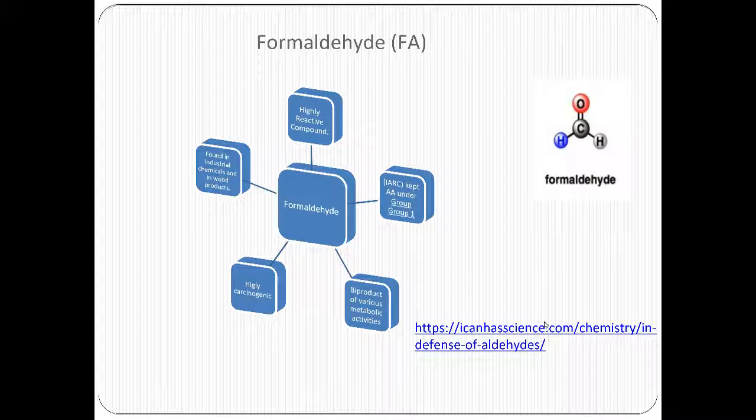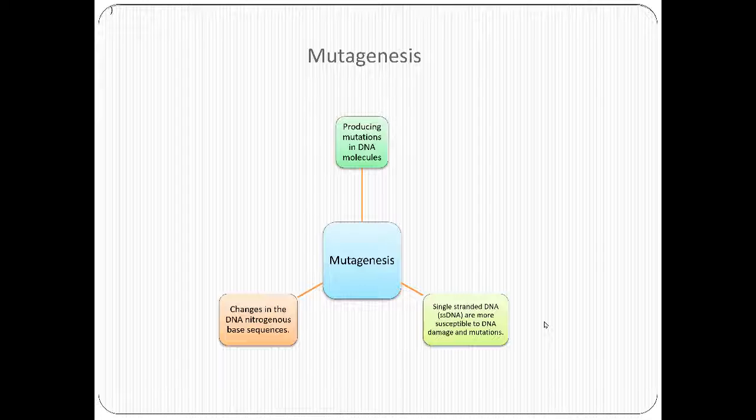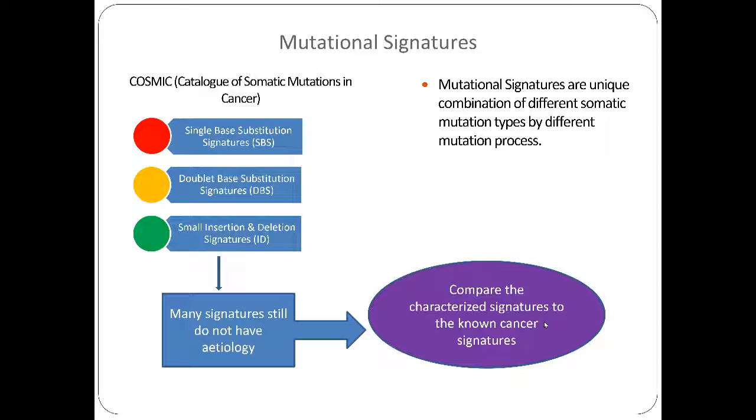highly carcinogenic and both are highly reactive compounds. So these chemicals actually cause mutagenesis. Mutagenesis is the process of producing mutations in DNA molecules, and single-stranded DNA is more susceptible to damage and mutations. So these mutations actually form mutational signatures. Single base substitution mutations form single base substitution signatures, double base substitution mutations form double base substitution signatures, and so on.